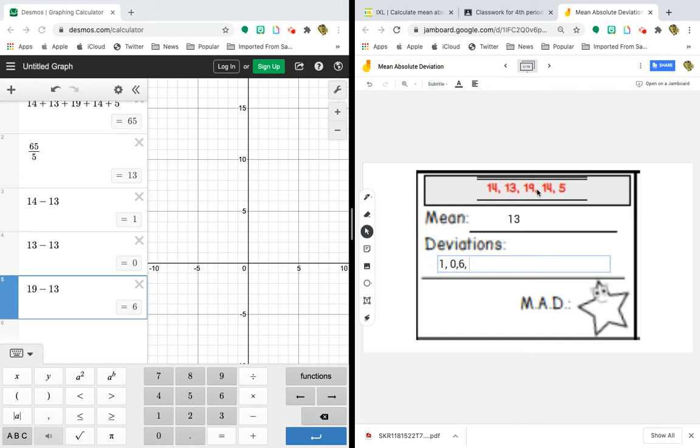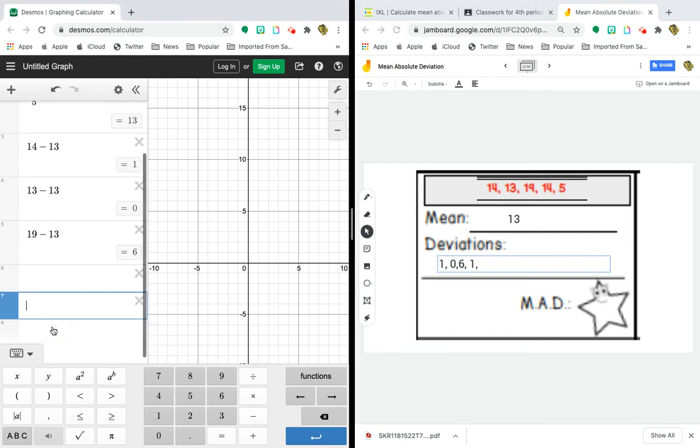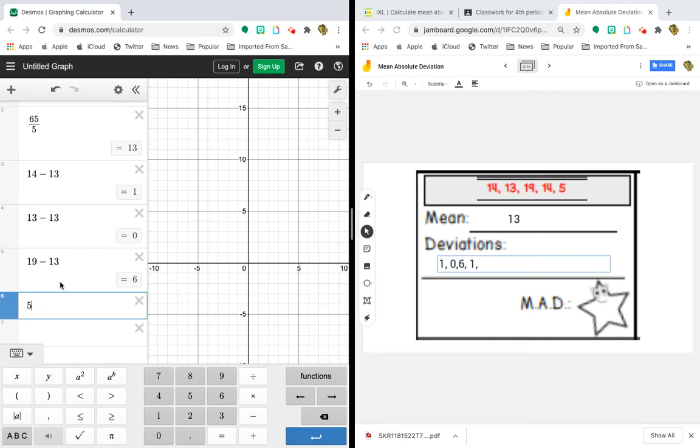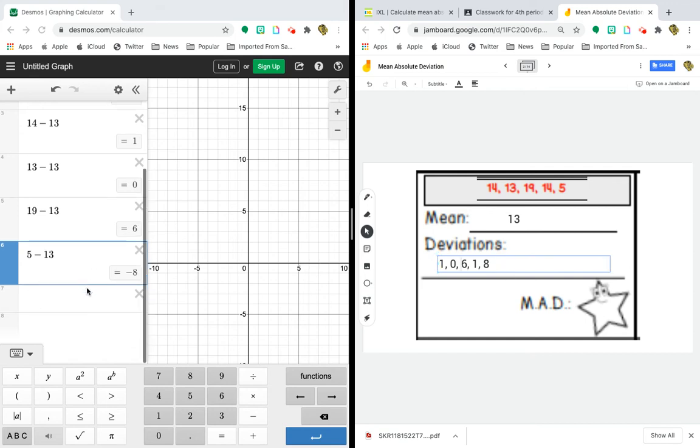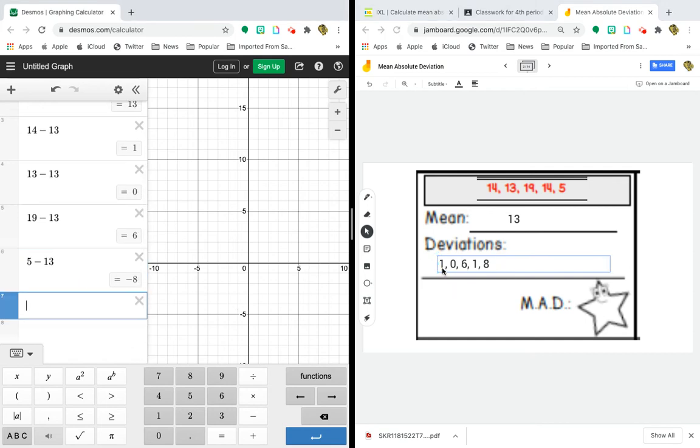comma, and then 14 minus 13, well, that's 1 again, and then 5 minus 13. So when you do 5 minus 13, it ends up giving us a negative, but these distances are positive. So if it gives you a -8 when you're subtracting from 5 to 13, we're going to write it as a positive 8.